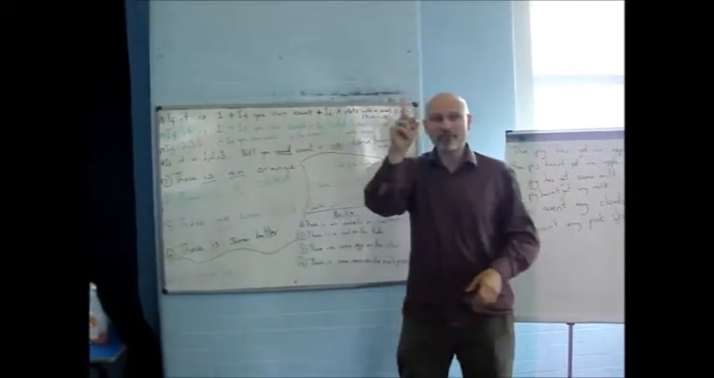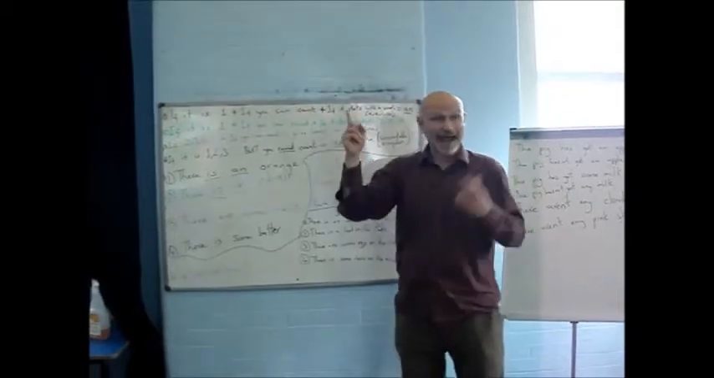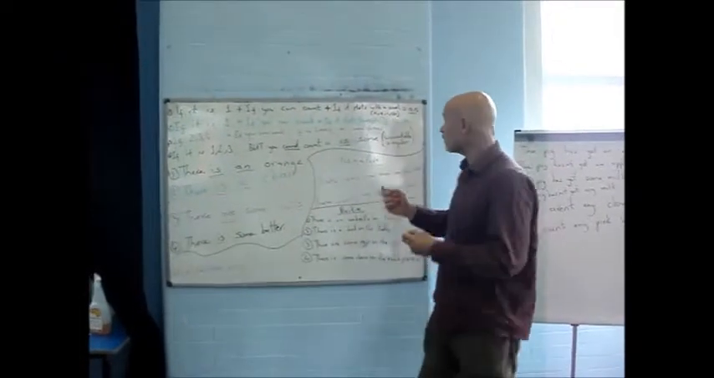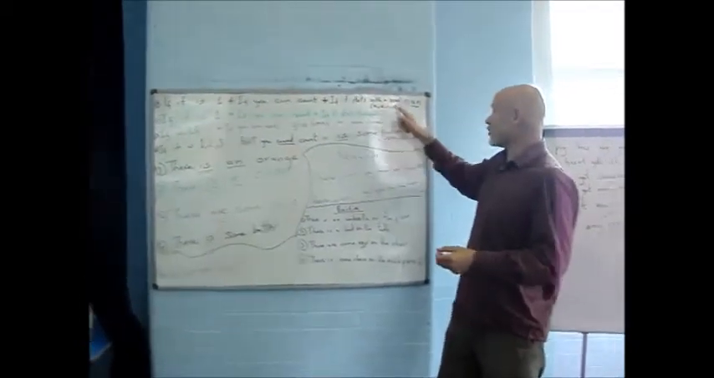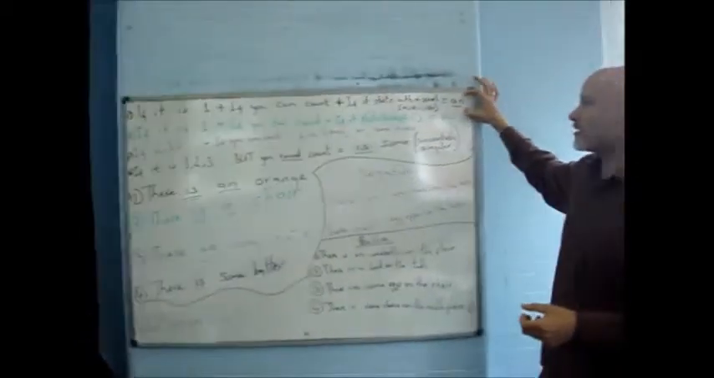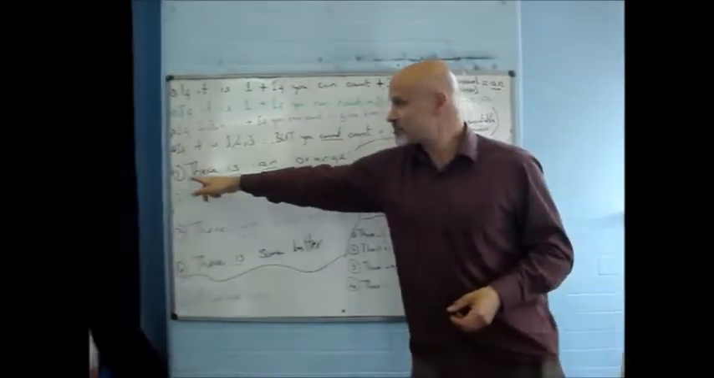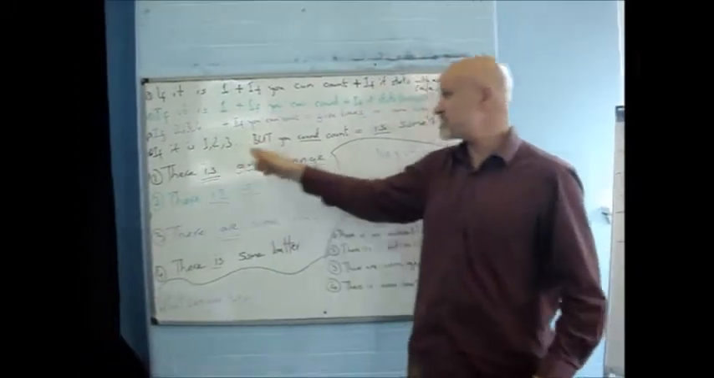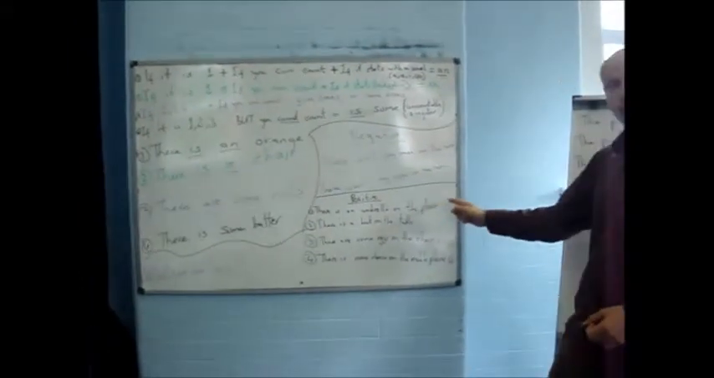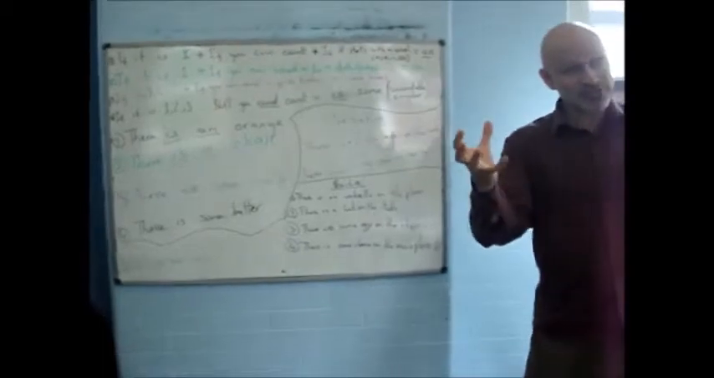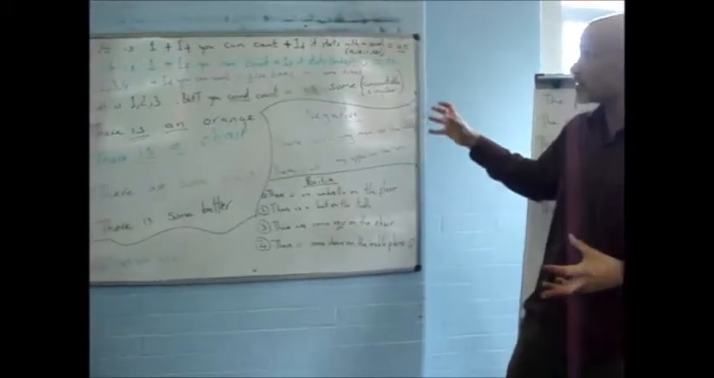If it is just one thing, if you can count it, if it is countable, if it starts with a vowel, A-E-I-O-U, we say an. And we have a good example sentence here. There is an orange. And another one here. There is an umbrella on the floor. Because we added prepositions from last week to this as well.